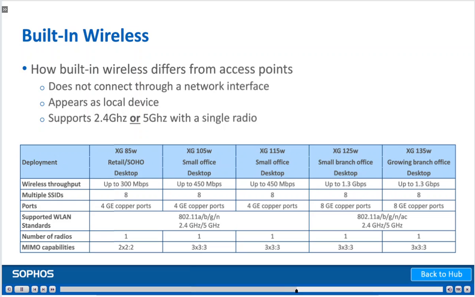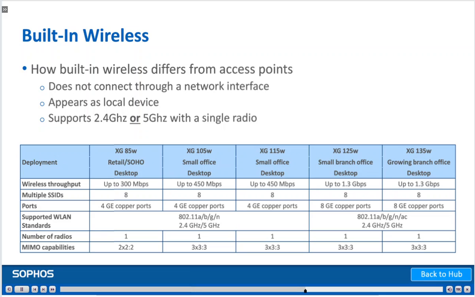802.11 ABGN up to 300 megabits. The XG105W and 115W support up to 450 megabits. And the XG125W and 135W support up to 1.3 gigabits. The XG125W and 135W will also support 802.11ac on the 5 GHz frequency up to 1.3 gigabits. This will be able to fall back to using 802.11n for clients which do not support the AC standard.